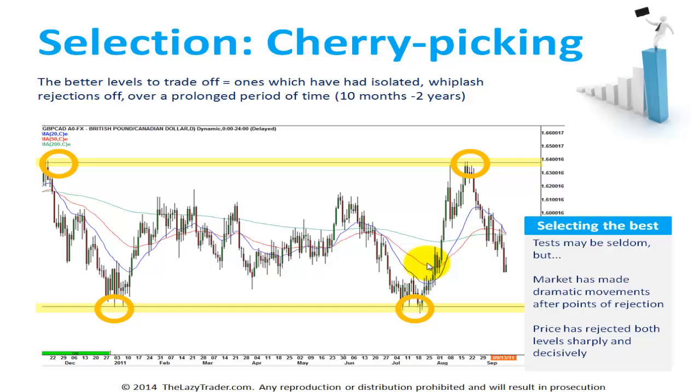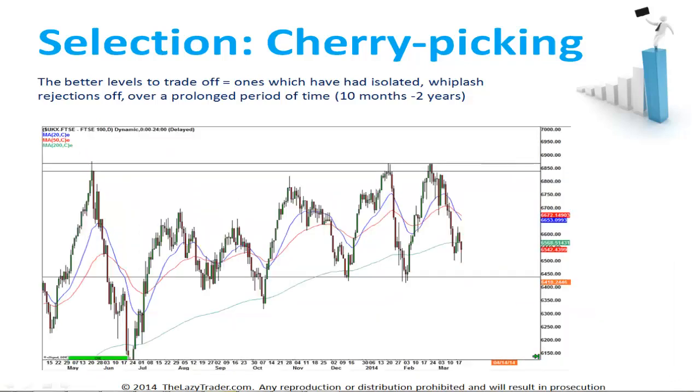I mean, the tests might be few and far between, but if the market has demonstrated that the movement after intersecting these levels has been quite dramatic, and prices previously rejected these levels sharply and decisively, then it's very likely it's going to happen again. Okay, so this is how prices corresponded with these hard levels of supply and demand in a minimum of a 10-month period, 10 months to 2 years typically. It could be longer. So the hard levels which have had isolated whiplash rejections off over a prolonged period of time, a minimum of 10 months, are generally the best ones to trade off.